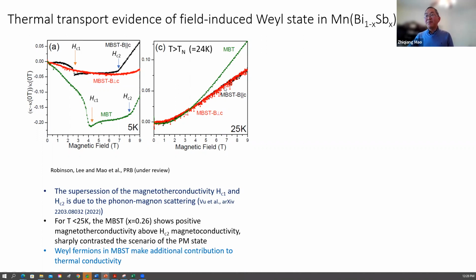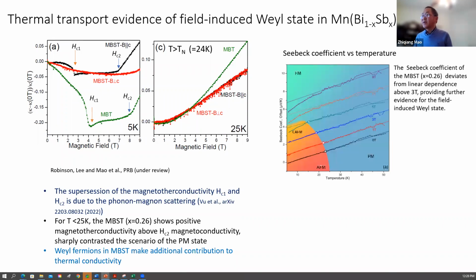In paramagnetic MBST, the data does not show field orientation dependence. And also the thermal conductivity of MBST is even smaller than MBT, which is opposite, right? Because in the paramagnetic state we don't have a Weyl state, so that's why. But MBST has more disorder that reduces thermal conductivity. That's why it's less.